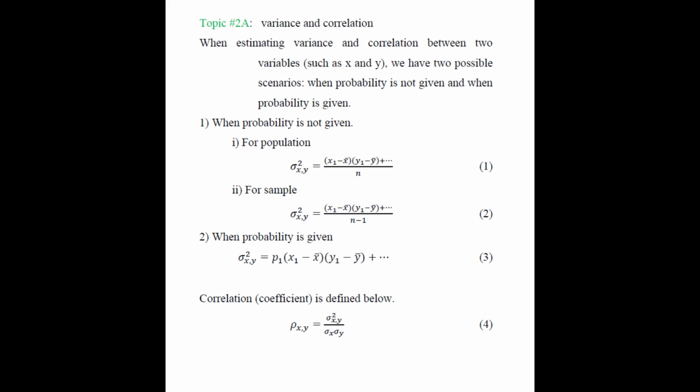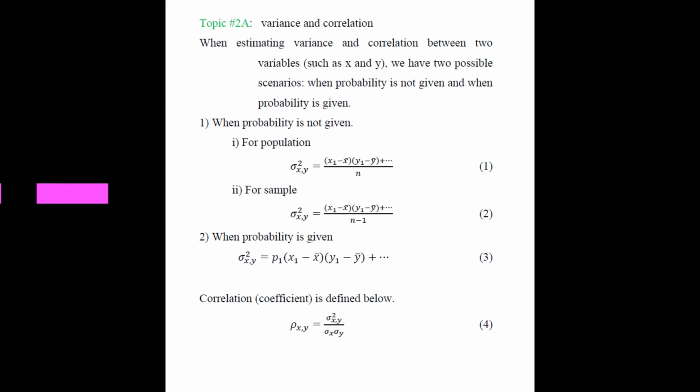Topic 2A. General discussion of variance and correlation. When we are given two columns or two variables, like X column and Y column, when estimating variance and correlation between two variables, we have two possible scenarios: when probability is not given and when probability is given.